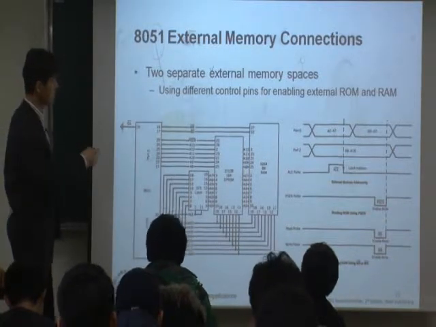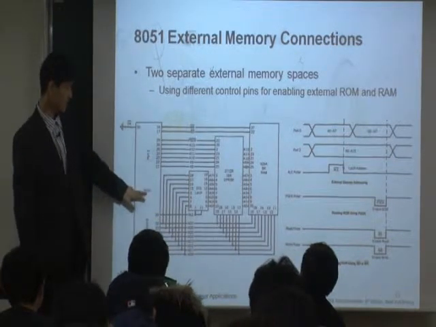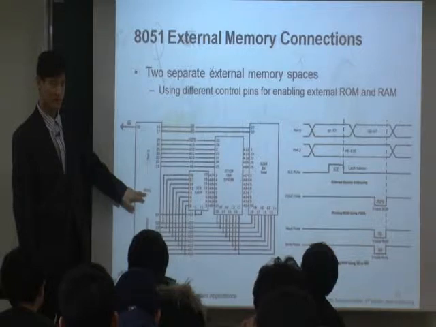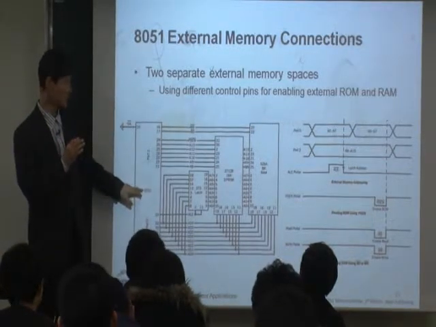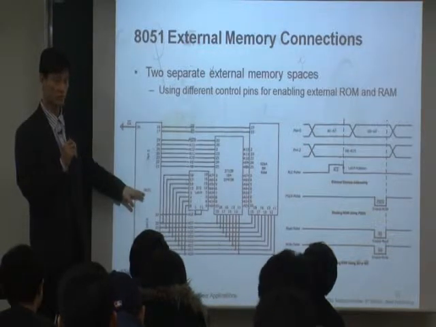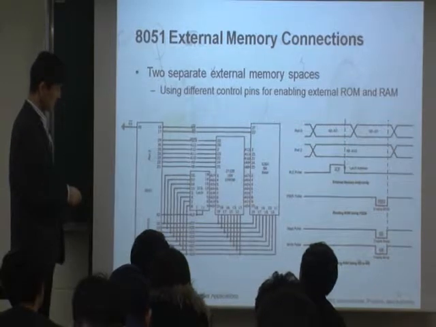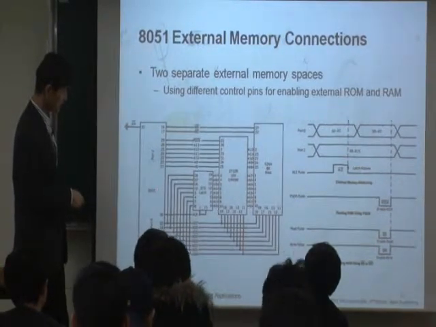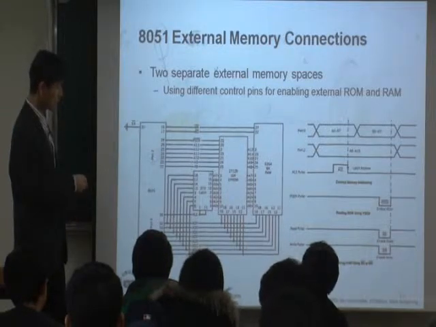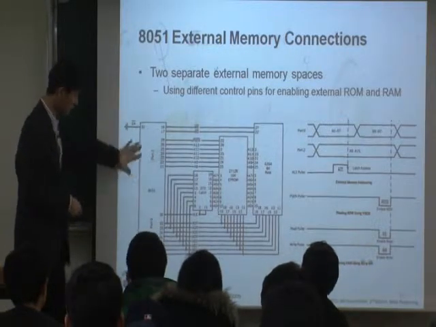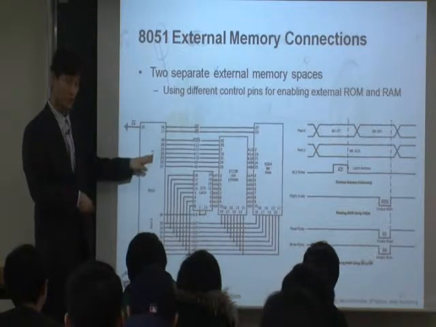So here's the thing. This is our processor, 8051. You see here 8031, but basically the same thing. The only difference is that 8031 has no internal ROM, but all the other things are the same. Inside here, you have port 0 and port 1, port 3, and here we have port 2.